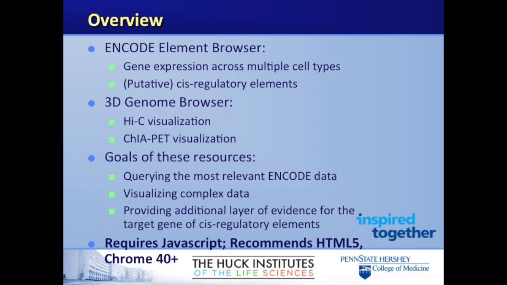The next one is to visualize complex data, and this is especially true for the Hi-C data sets, which are comprised of complex interactions in the 3D space. And the final goal is to provide an additional layer of evidence to identify the target genes of cis-regulatory elements, which is putting together the power of both identifying potentially functional cis-regulatory elements, as well as whether they're structurally linked to any target genes.